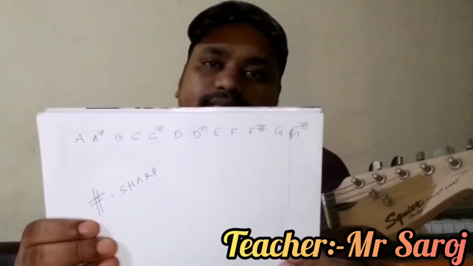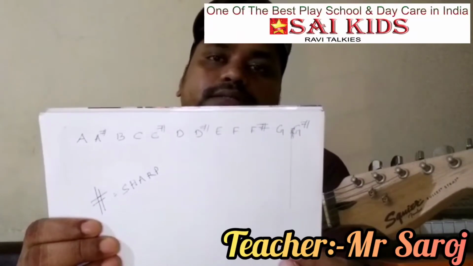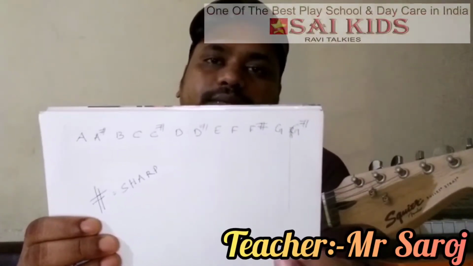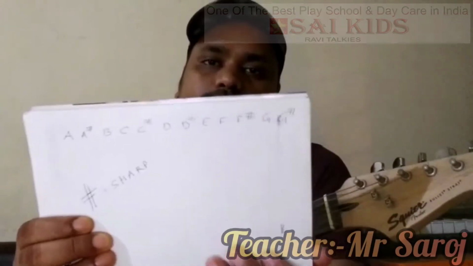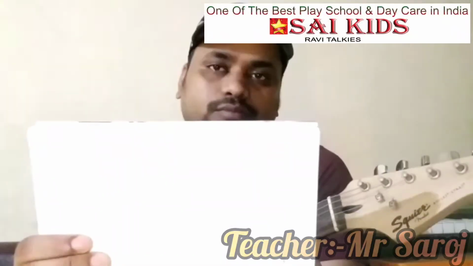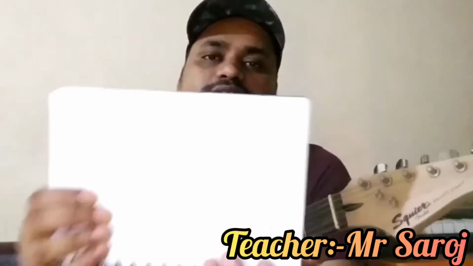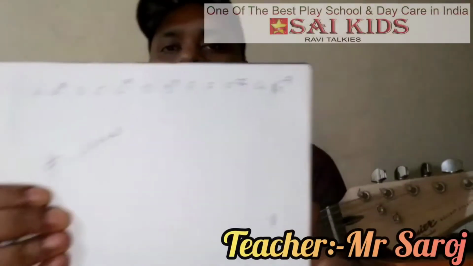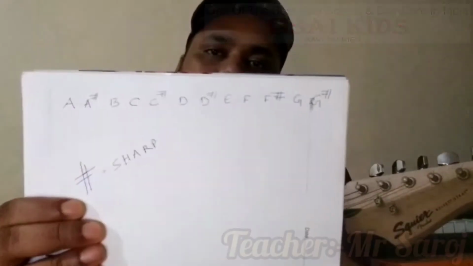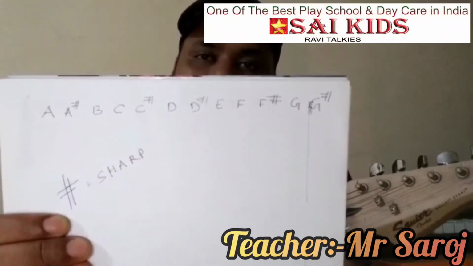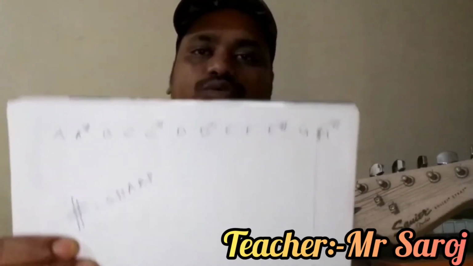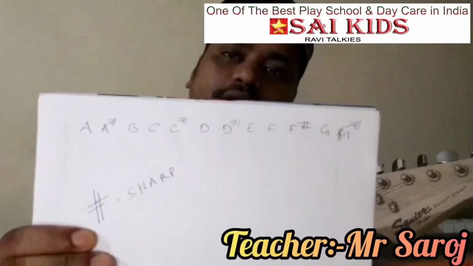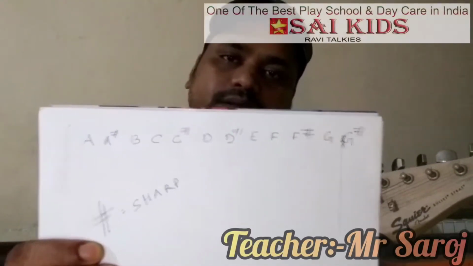Okay, it is very simple. If I say, for example, G note, after G note, what is the next note? It is very simple, you can see G sharp. After B, which note? It is very simple, it is C. As there is no sharp, directly you can say after B it is C.